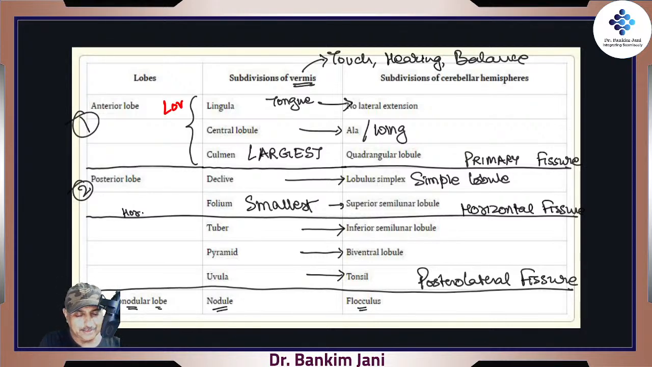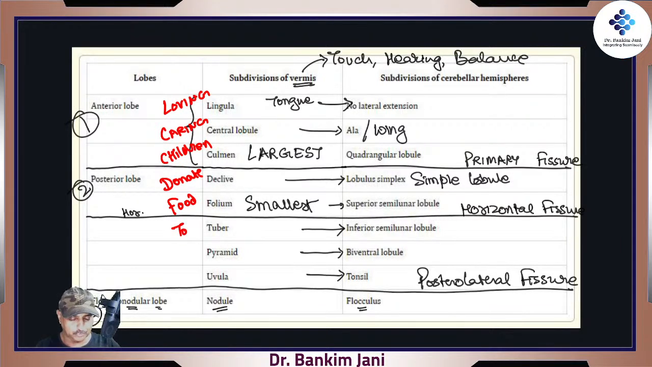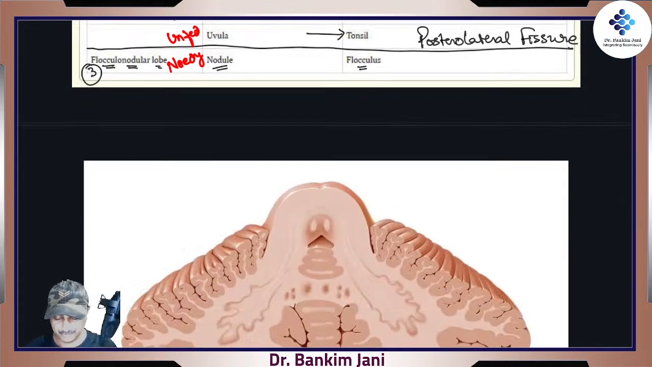So loving is lingula, caring is central lobule. Children, that one would be culmen. They donate, so that is declive. Food is folium. Tuber, so two. Pyramid, so this is to poor. Uvula is unfed, and nodule is finally who is needy. Done, right? You just write this 2-3 times, that's it. You'll never face any problem in future.